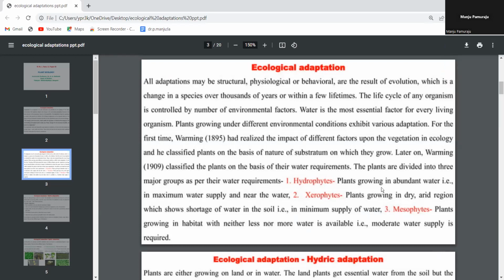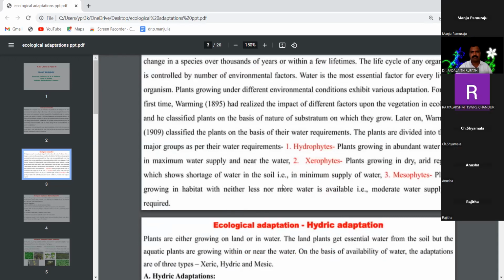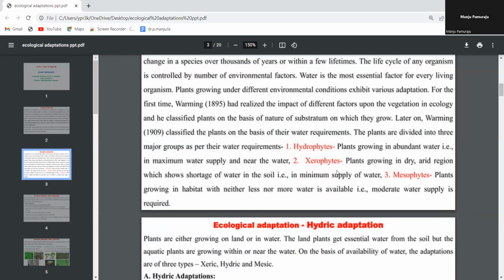Hydrophytes means the plants which are growing near water bodies or in water bodies. Xerophytes means the plants growing in a dry or arid region, which show shortage of water in the soil. Here the minimum supply of water is there. The plants growing in dry habitats are called xerophytes. And the plants growing in a habitat with neither less nor more water are called mesophytes. Here a moderate water supply is required. This point is important: who classified hydrophytes, xerophytes and mesophytes? Warming, on the basis of availability of water.